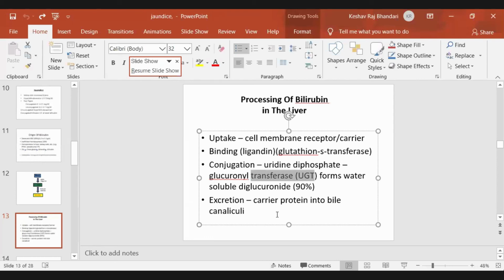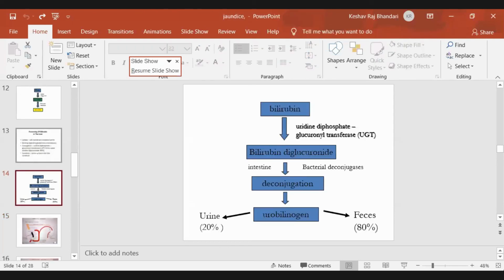Then it is excreted along with carrier protein in the bile canaliculi and goes to the bile duct and to the gallbladder and finally to the duodenum. So that is the processing of bilirubin, starting from formation. So that was bilirubin, uridine diphosphate glucuronide, bilirubin diglucuronide, this combination. Then deconjugation in the intestine, and then formation of urobilinogen. It will enter the blood and go to the kidney and be excreted as urobilinogen, and in the feces as stercobilinogen.